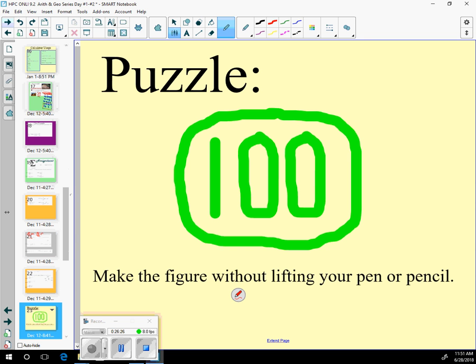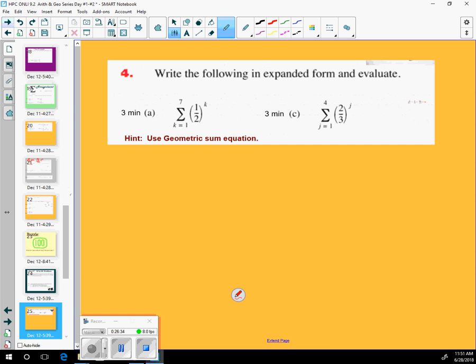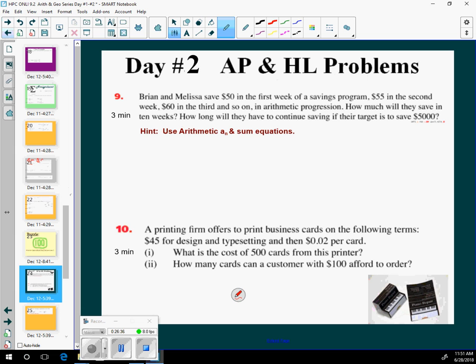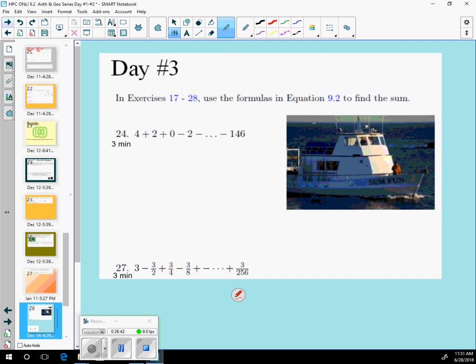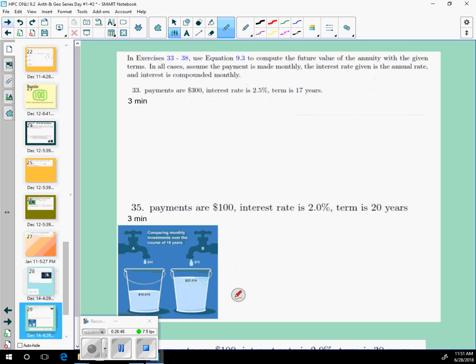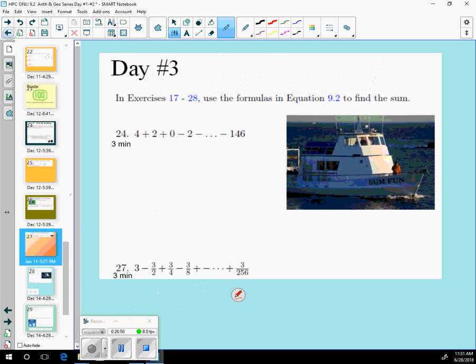Great puzzle here. Can you make this without lifting your pencil? It can be done. And then all of these, you're using those formulas. And I think I have an overview, maybe not. We're going to skip these compounding ones. We just don't have time for those.